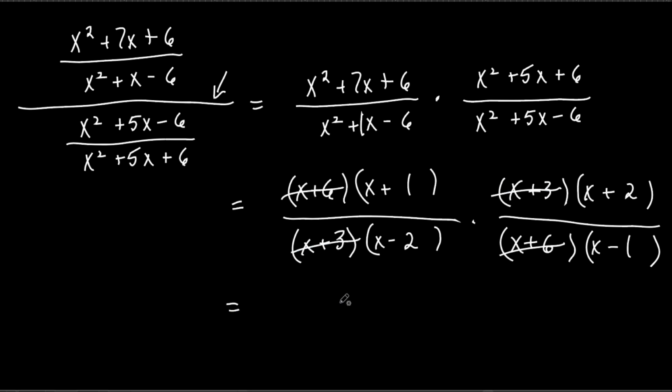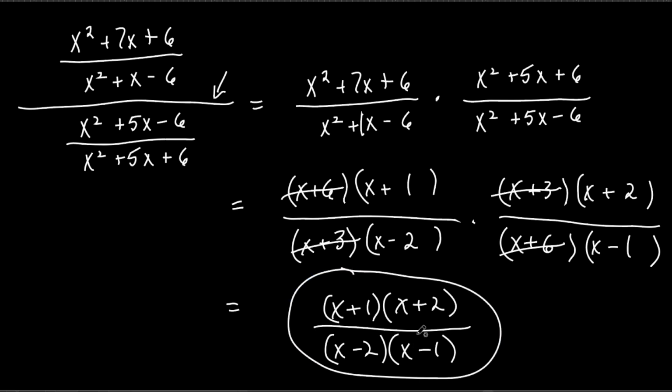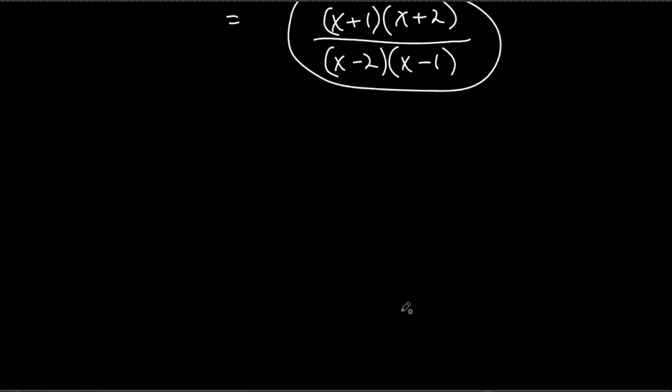Nothing else will cancel, so we write our answer as x plus 1 times x plus 2 over, what's on the bottom? X minus 2. And what else is there? X minus 1. Remember, these are not the same exact things, so you can't cancel those out. The only thing you can do is leave it like that. Don't multiply them through. Don't use the FOIL method and get another answer. Technically, it would be right, but the problem says leave your answer in factored form, so really it wouldn't be right because the instructions say leave it like this. All right? So that was number 14. I didn't write the number 14 next to it, but it was number 14.